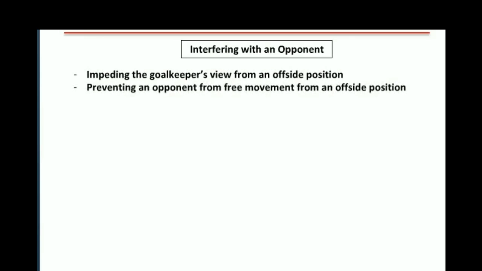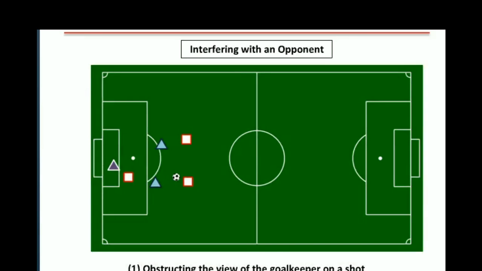Or, from an offside position, physically impeding an opponent from being able to move to the ball. The first method, as previously mentioned, is the most common means of interfering with an opponent. Typically, an attacker drifts into an offside position and winds up standing in front of the goalkeeper, at which point a teammate hits a shot that the goalkeeper cannot see because of the offside player. This is becoming involved in active play, and the attacker should be penalized for offside.